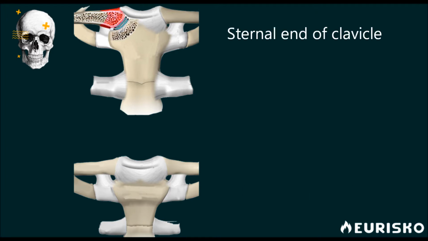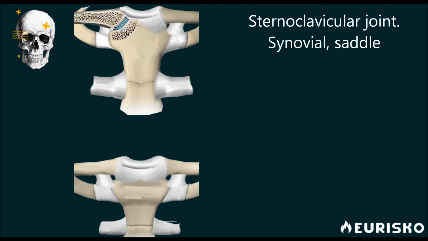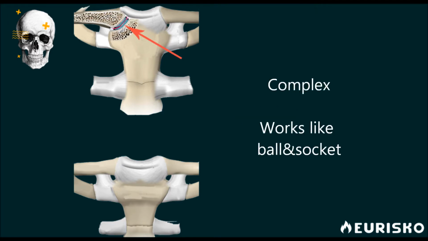The joint between the sternal end of the clavicle and the clavicular facet of the sternum is called sternoclavicular. It is synovial, saddle type. But despite its shape, it works like a ball and socket due to the presence of the articular disc between the facets. So it is a complex joint working as a ball and socket.